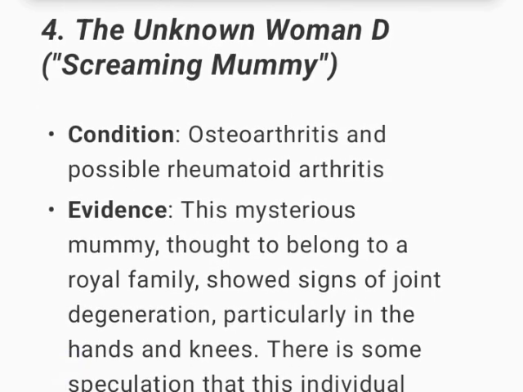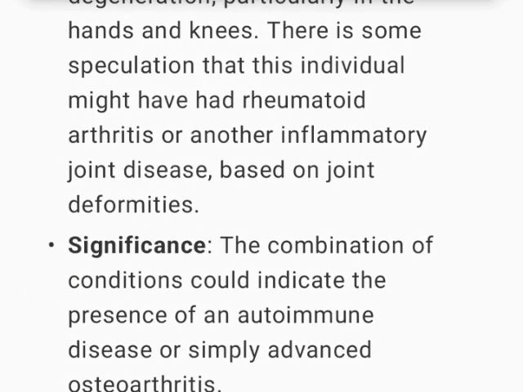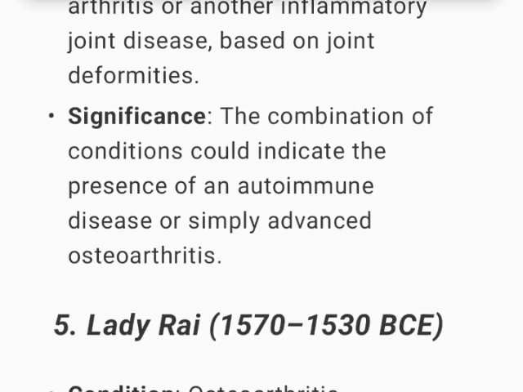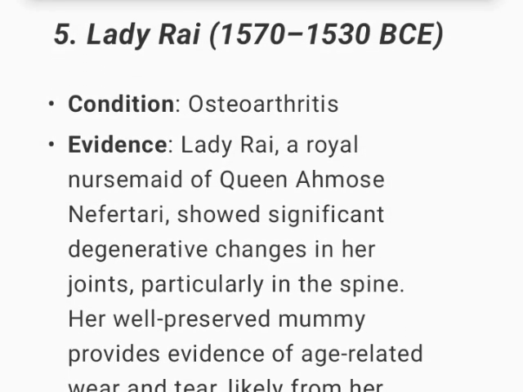4. The Unknown Woman D, the Screaming Mummy. Condition: osteoarthritis and possible rheumatoid arthritis. Evidence: this mysterious mummy, thought to belong to a royal family, showed signs of joint degeneration, particularly in the hands and knees. There is some speculation that this individual might have had rheumatoid arthritis or another inflammatory joint disease based on joint deformities. Significance: the combination of conditions could indicate the presence of an autoimmune disease or simply advanced osteoarthritis.